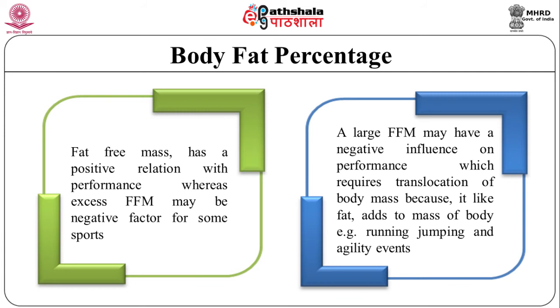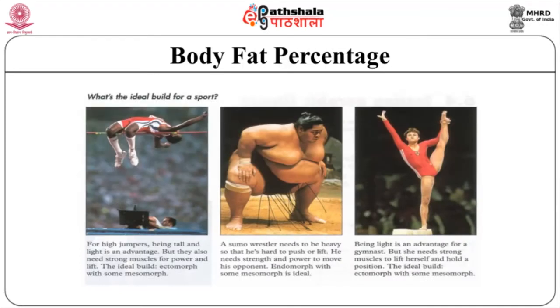A large fat-free mass may have a negative influence on performance in events which require translocation of body mass, such as running, jumping, and agility events, because it, like fat, adds to the mass of the body. The present slide shows the ideal body type for a particular sport. For high jumpers, being tall and light is an advantage, but they also need strong muscles for power and lift. The ideal build for a high jumper consists of ectomorphs with some mesomorphy.